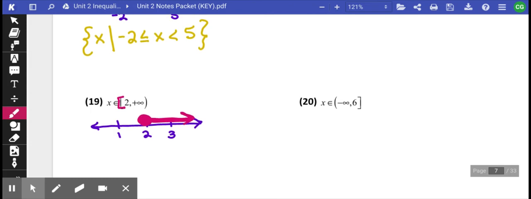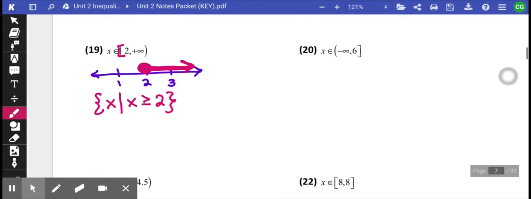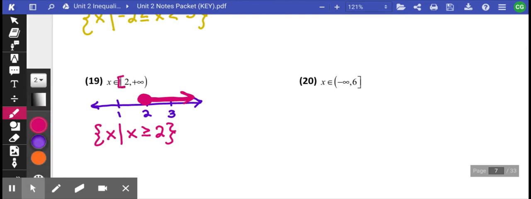So if I want to write this in set notation, I have the set of x's such that my x's are greater than or equal to 2. And that's my set notation. All right, let's try question 20 together.